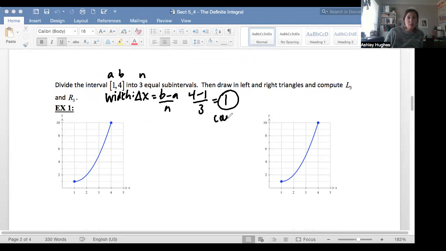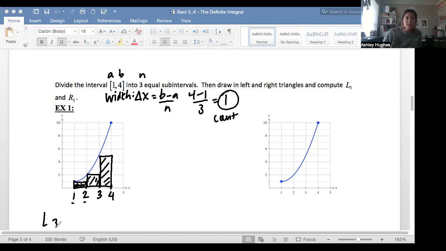This is what you count by. This means I'm counting by ones. So I start at 1 and I'm going to 4 and I'm counting by ones. So I have 3 subintervals: 1, 2, 3. Now, if I want to draw my left-hand sum, that means I'm going to go on the left. Which one is on the left, 1 or 2? 1. So I'm going to go up to 1, draw a rectangle. And I'm going to go to 2, draw a rectangle. And I'm going to go to 3, draw a rectangle. I'm going to find the area of each of those rectangles.